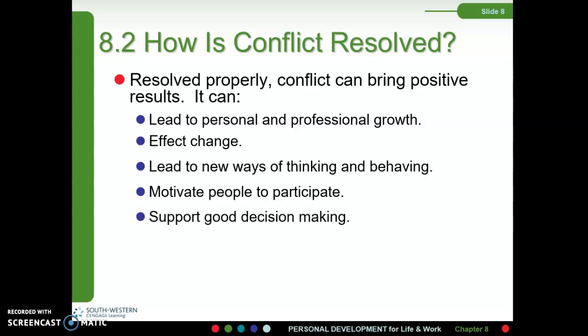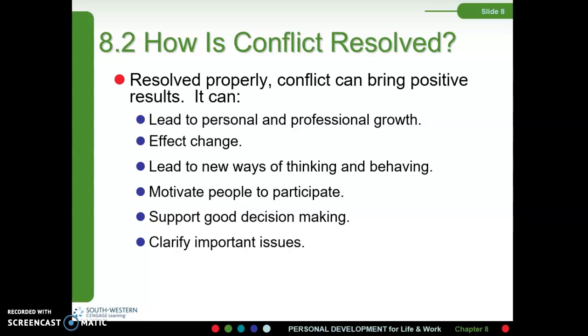So if you can motivate people to participate, you're empowering people to participate, and that's resolving conflict properly. Support good decision making. This is so important. There are good decision making skills that you can use and participate in that help support resolving the conflict. Again, good decision making, because there is bad decision making, so you want to support good ones. Clarify important issues. You want to make sure that everyone has clarity. Make sure that the issues at hand are clear.